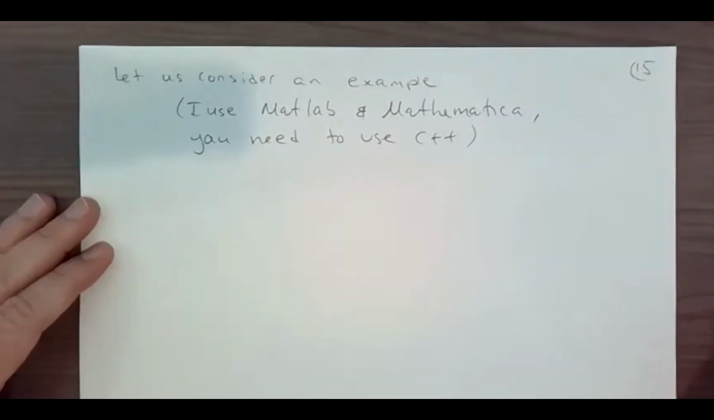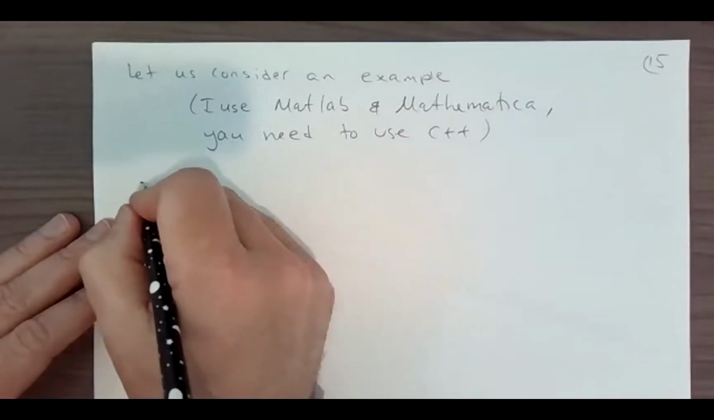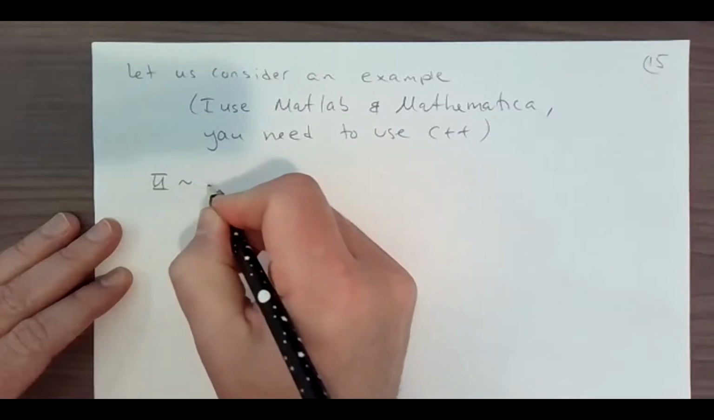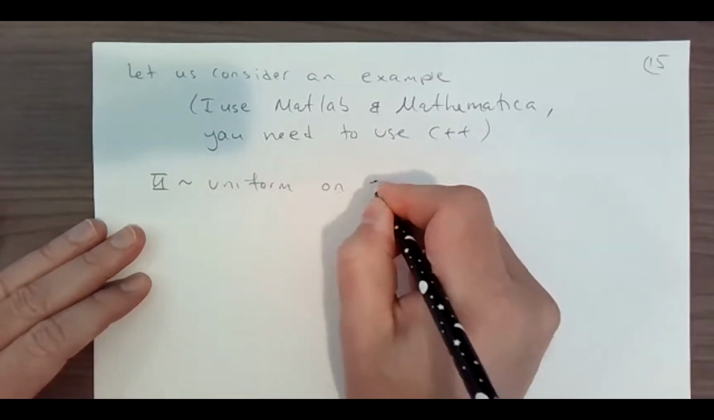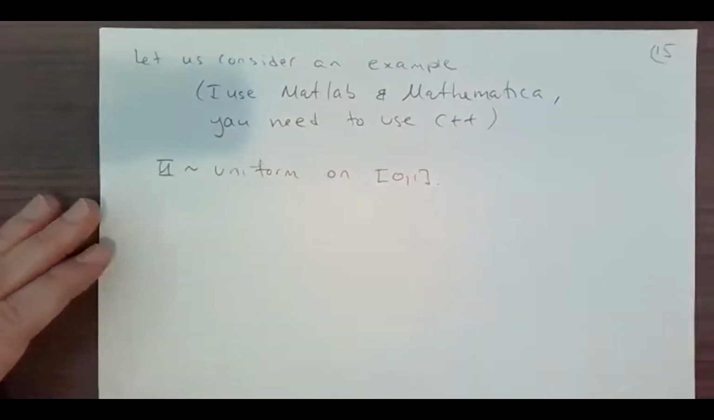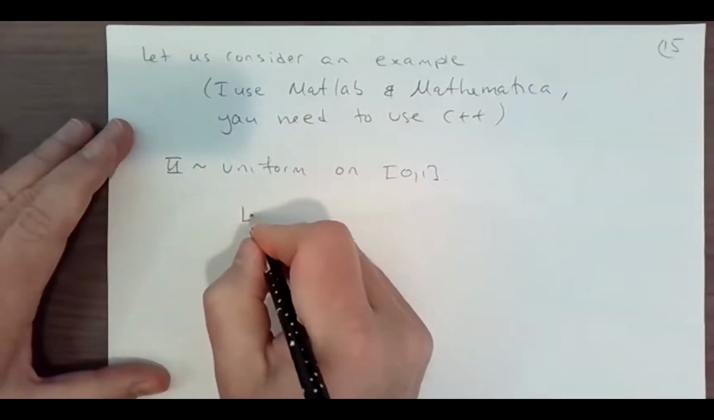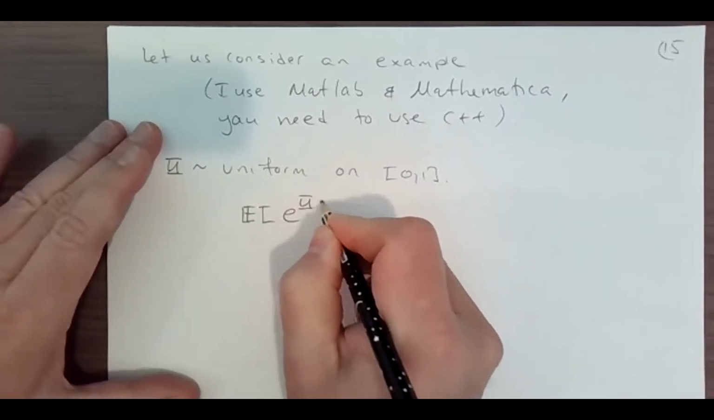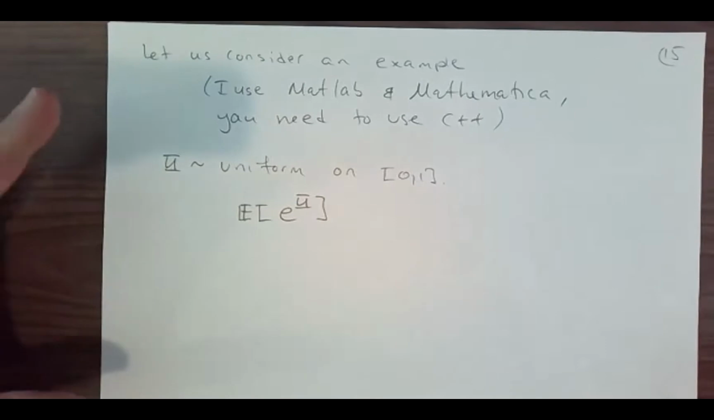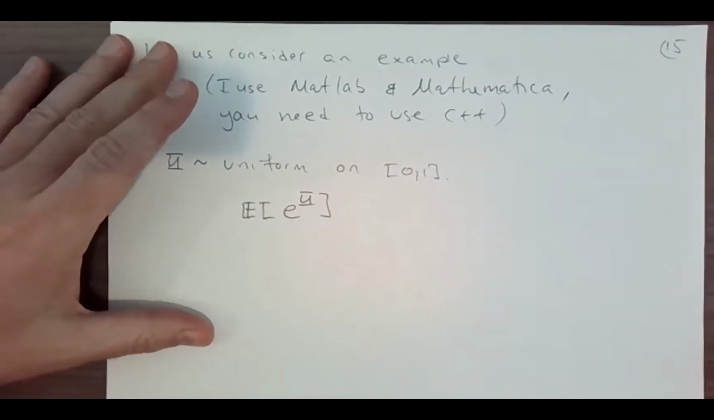And the simple example I want to consider is just you take a uniform. This is a uniform on 0, 1. And I just want to calculate like the expectation of, say, e to the U. Right, so this is very easy to do analytically.